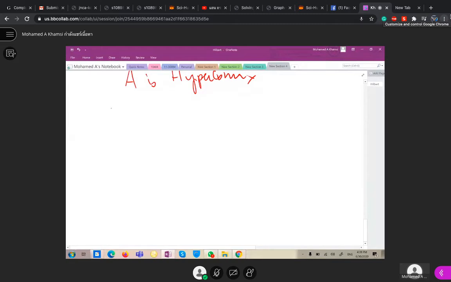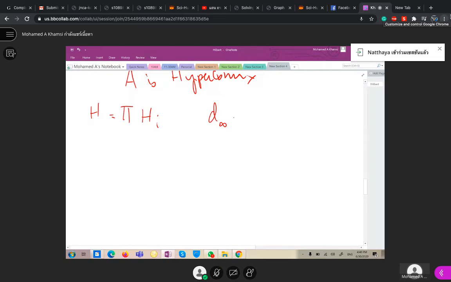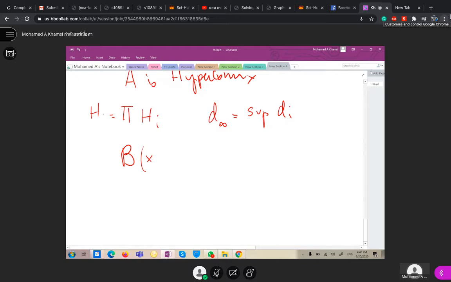So we have, forget about that problem of extended distance. We can be precise, and it's not really a problem. So we have these H_i. I take the product of these H_i. I call it H, and I take d_infinity, which is the sup of the d_i. Okay, that's basically the idea. So what's amazing is that if you take a ball in H, B(p, r), yes?